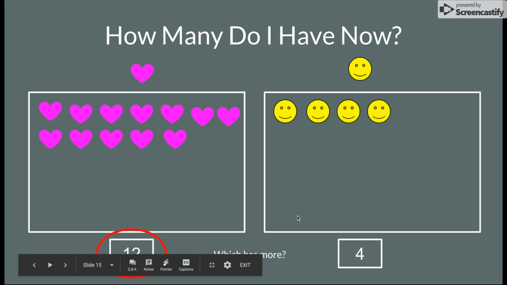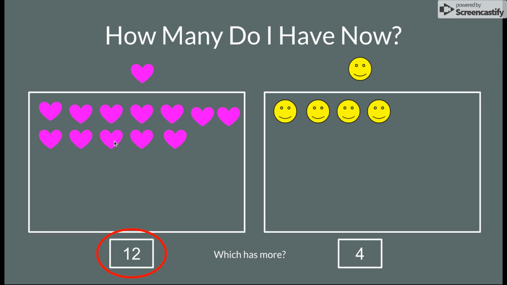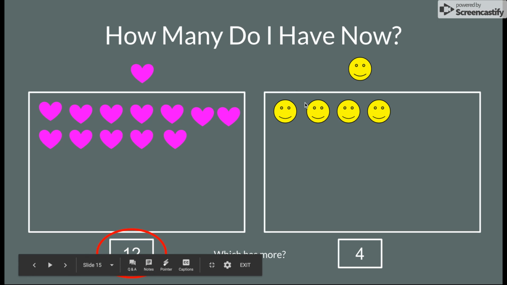And then we would say, now how many do we have? So right now we have 12 hearts. So we can count 1, 2, 3, 4, 5, 6, 7, 8, 9, 10, 11, 12. We would write that down here. And we go to our smiley faces and we would count 1, 2, 3, 4. And we would put 4 in this box. So this would represent the number of smiley faces. This would represent the number of hearts.